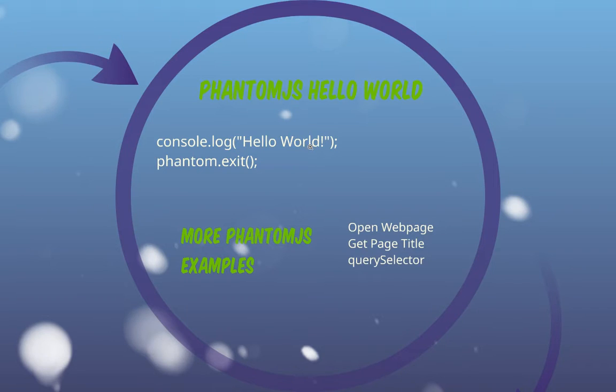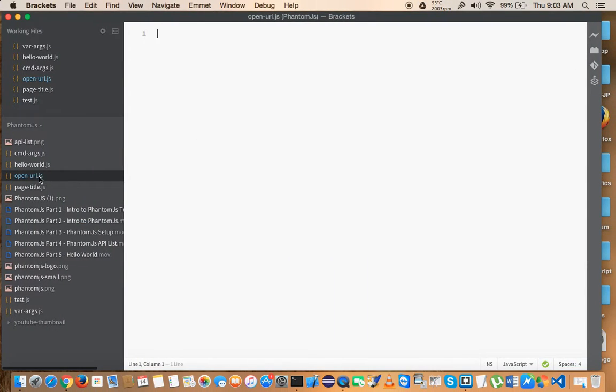In this example, we will learn how to open a web page and also get the title of a web page. So for that, I have a couple of JavaScript files here. One is with the name openurl.js and the other pagetitle.js. In the openurl.js, we are going to see how we can open a web page. So for that, I have to require a web page module.